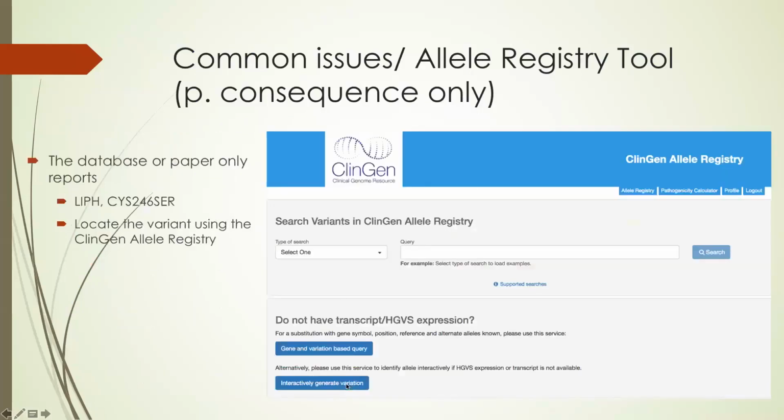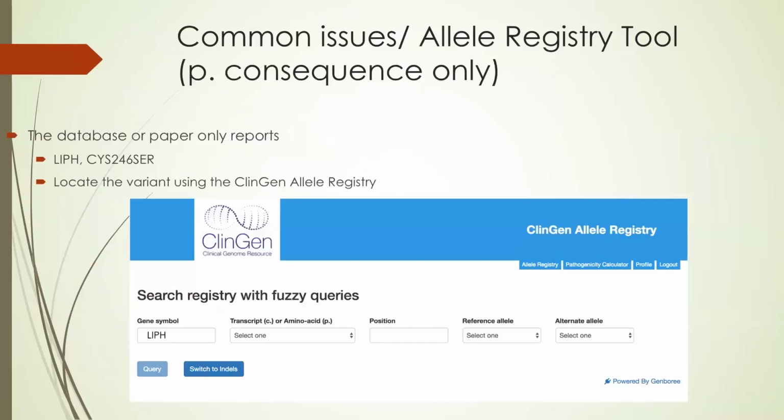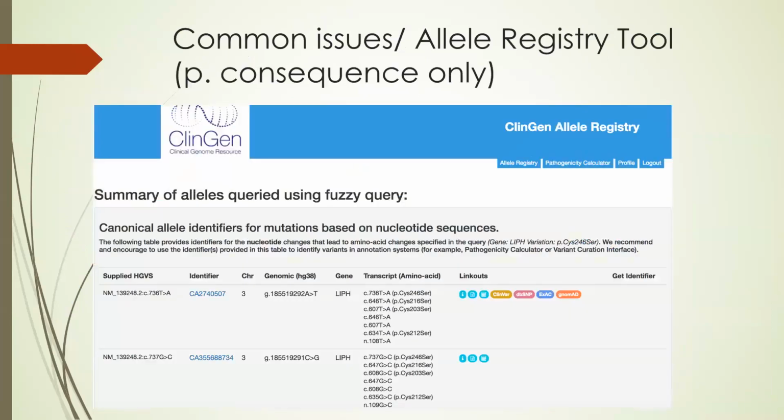However, it's probably better to go into the allele registry and do the gene and variation-based query, enter your information, and then return the results for all of the different possible transcripts, at least those the allele registry knows about, that this protein consequence may have occurred from. So this is actually two different variants. As you can see, the identifiers are different and the nucleotide changes are different.